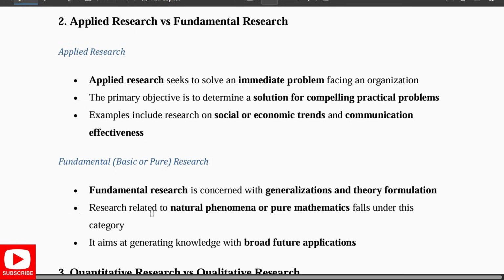Next comes the fundamental, or you can say basic research. It is about generalizations and theory formulations. It is related to natural phenomena, or pure mathematics falls under this category. It aims at generating knowledge with broad future applications.